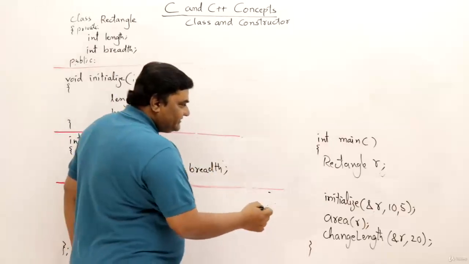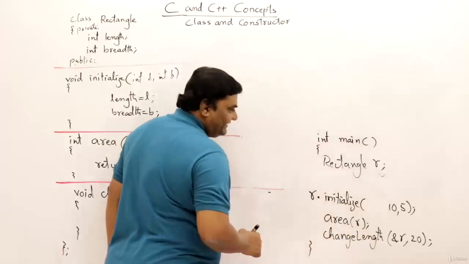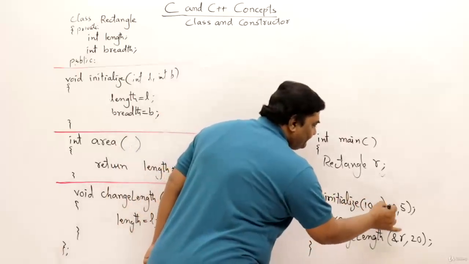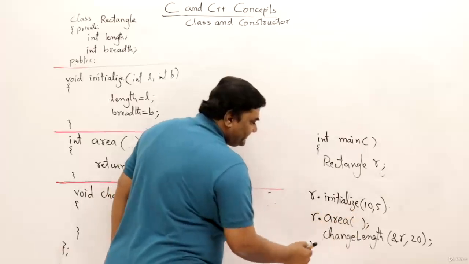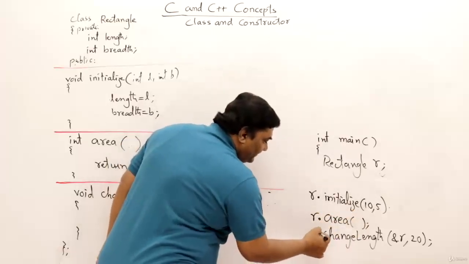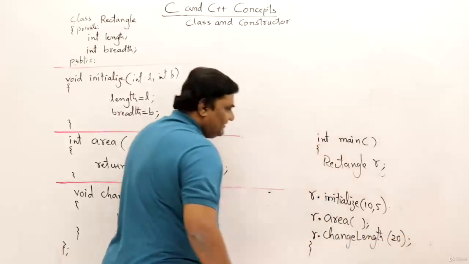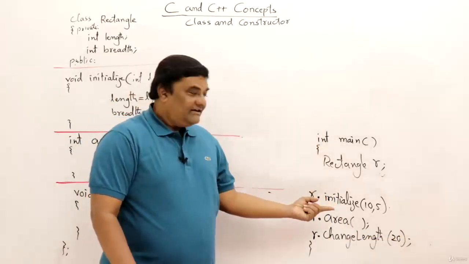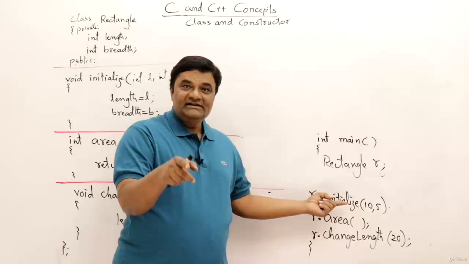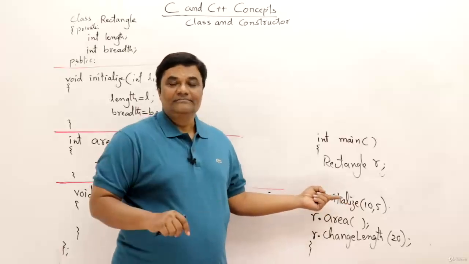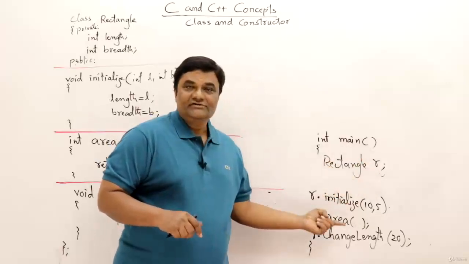So for calling these functions, instead of passing the parameter, I should say r dot initialize, then pass 10 comma 5. Remove this one. Then call this as r dot area. Remove this one. Then call this as r dot change length. Remove this one and just pass 20. Now you can see that earlier the initialize function was taking rectangle as a parameter. Now the initialize function itself is a part of rectangle. So this is an object and these are the functions, member functions of that object.